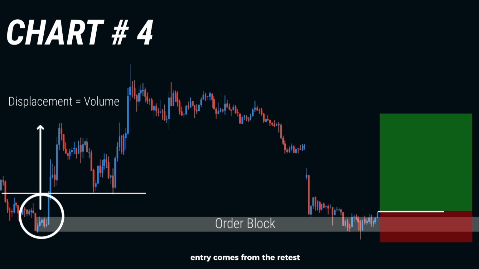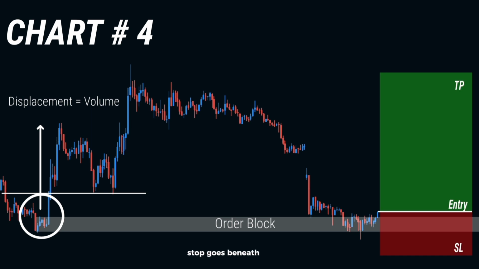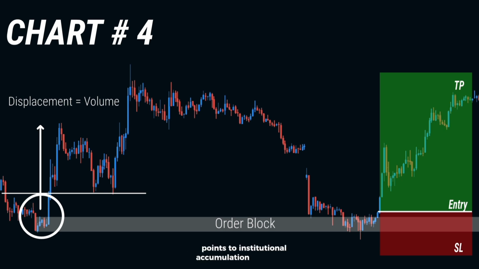Entry comes from the retest. Stop goes beneath the swept liquidity. Target is the next major liquidity objective above. This is a high probability setup because every piece of evidence points to institutional accumulation before the expansion.